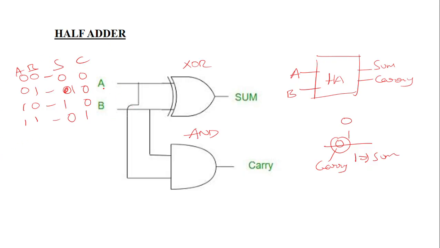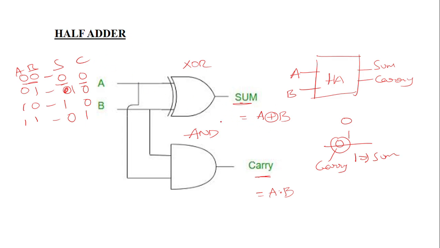So how do you represent the half adder using these gates? There is a sum and a carry. What is the equation for the sum? A XOR B is the sum, whereas carry is equal to A into B. So 0 XOR 0 is nothing but 0, and 0 into 0 is nothing but our carry. So these are the formulas for the half adder.